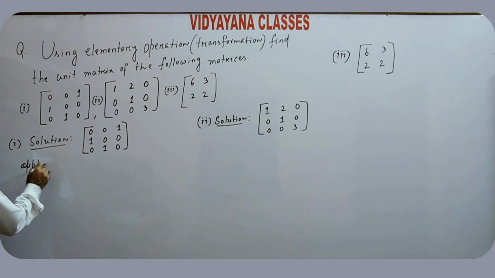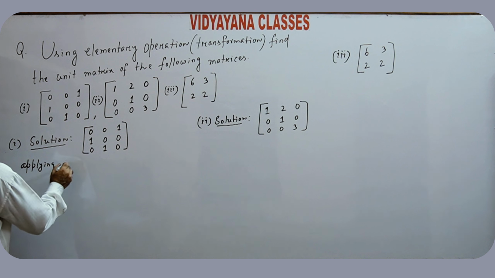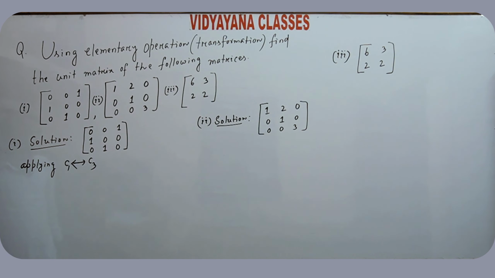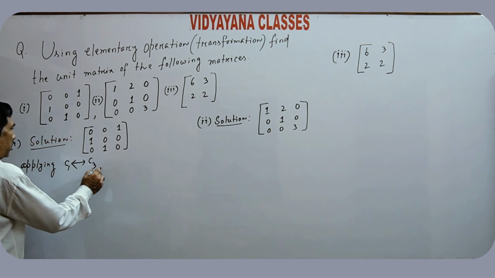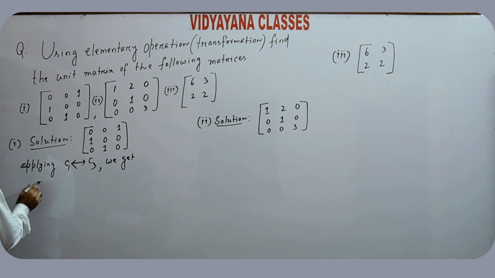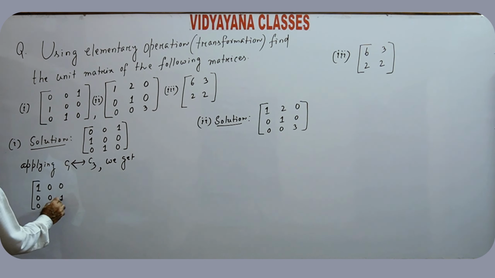Applying C1 replaced by C3 and C3 replaced by C1. We get the given matrix will be 1, 0, 0. There is no change of column 2: 0, 0, 1. Column 3 is replaced by column 1, that is 0, 1 and 0.